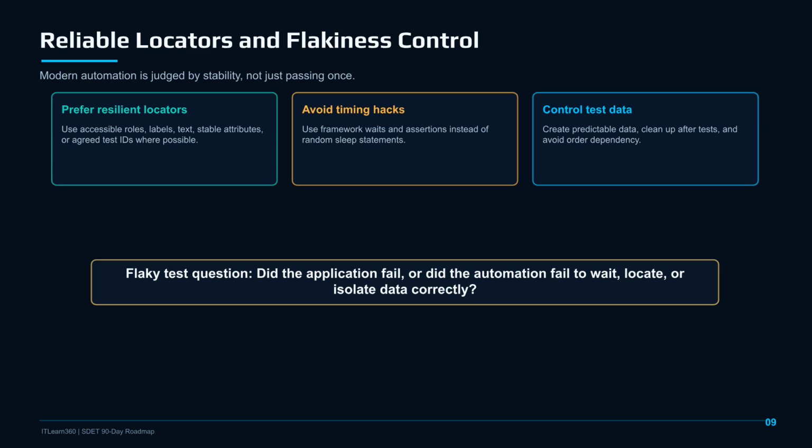Flaky tests often come from timing problems, weak locators, unstable test data, environment issues, or test order dependency. When a test fails, ask, did the application fail, or did the automation fail to wait, locate, or isolate data correctly? After learning reliability, it is time to move from individual scripts into framework architecture.